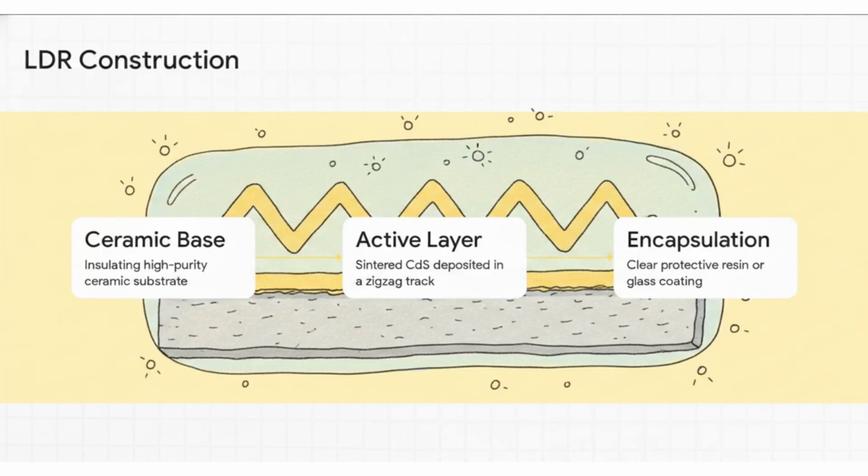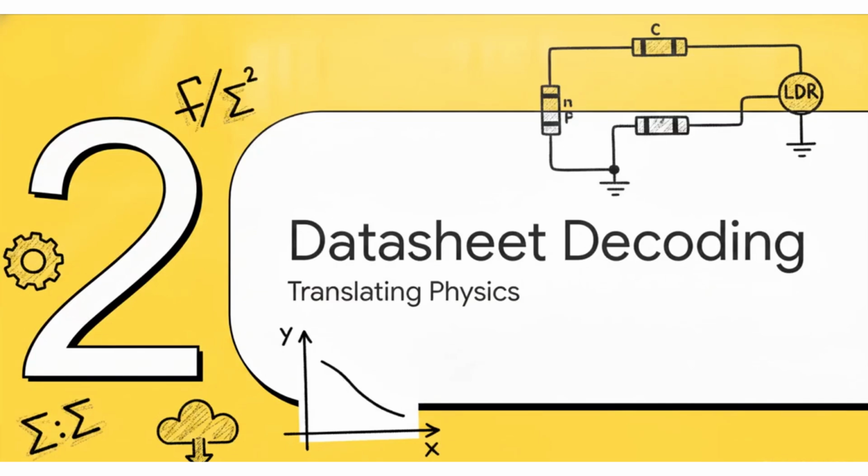When it comes to manufacturing the physical package, the whole goal is maximum photon absorption. Manufacturers start with an insulating ceramic base, and then they lay down a polycrystalline material, usually cadmium sulfide, in this highly recognizable zigzag pattern. Why a zigzag? Well, it drastically maximizes the exposed surface area without making the actual chip massive. Then, the whole shebang gets sealed in clear resin or glass to let the light in while keeping moisture and contaminants out. Moving on to Part 2, Decoding the LDR datasheet.